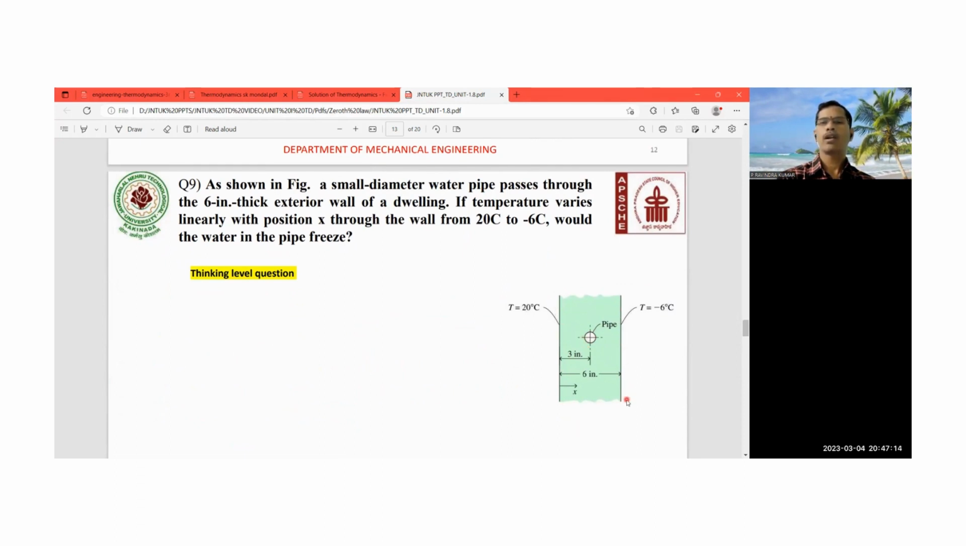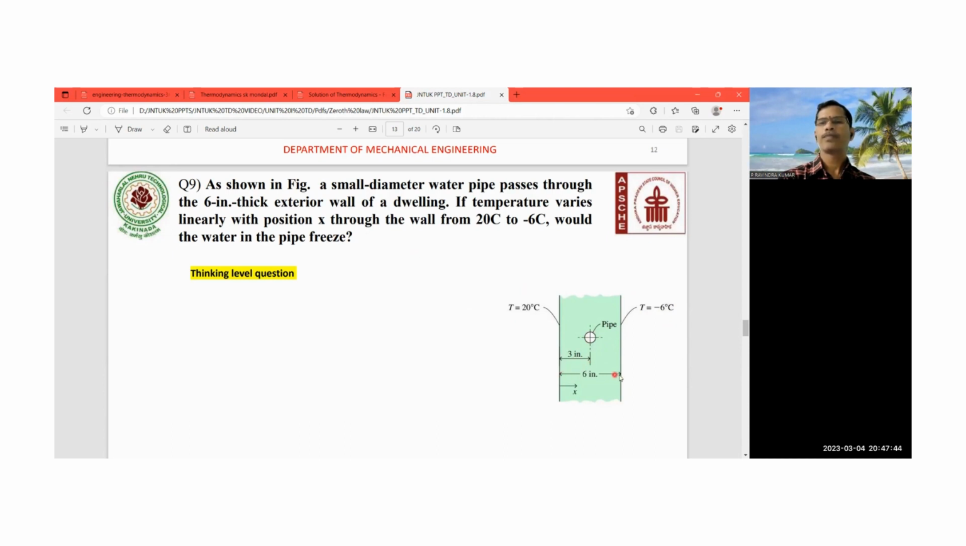So in that wall, a 6 inches diameter pipe is passing through the wall. If the temperature varies linearly with the position x through the wall from 20 degrees centigrade, so at the left hand side it is 20 degrees centigrade, and the right hand side it is minus 6 degrees centigrade. In between there is a pipe which is passing through the wall at a distance of 3 inches.